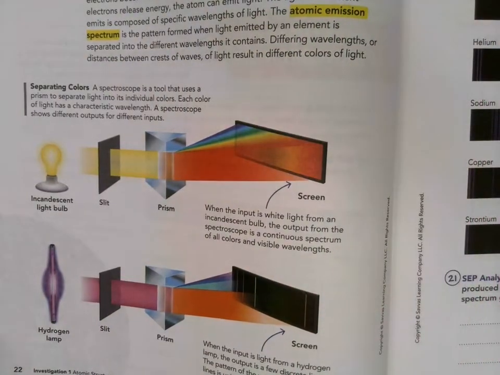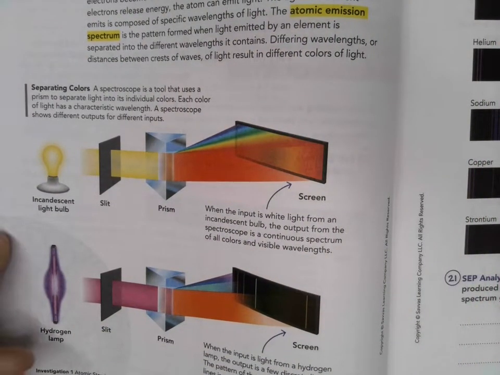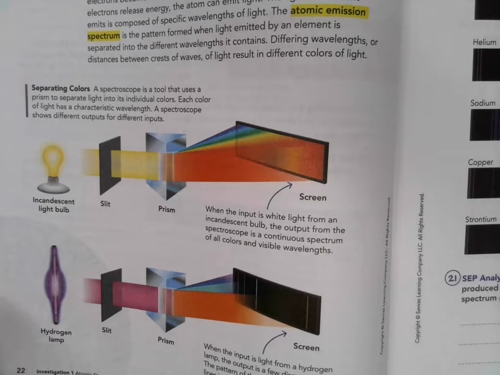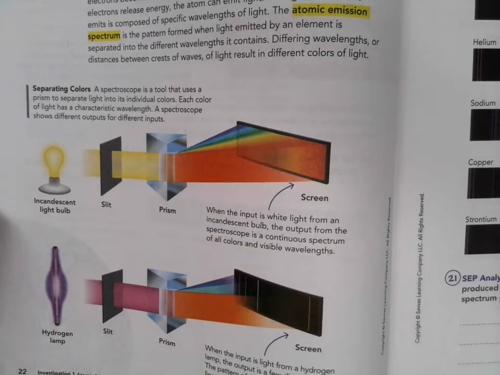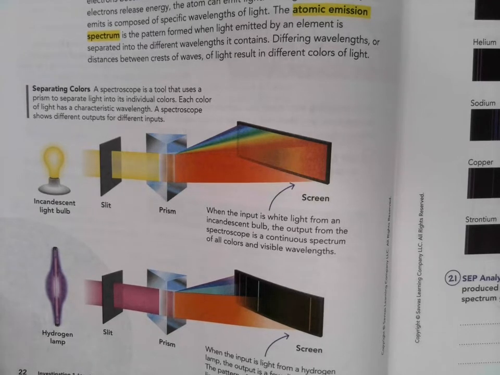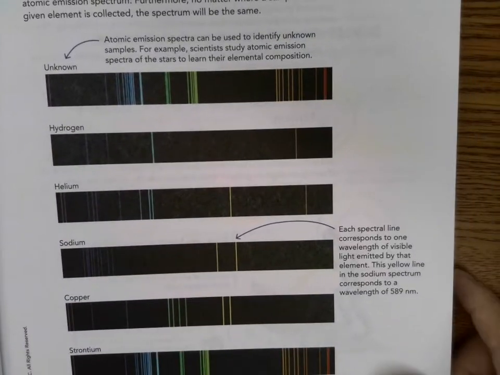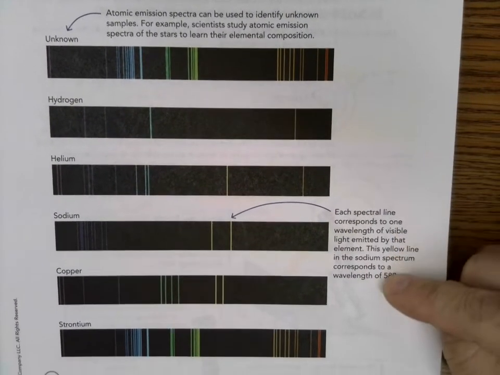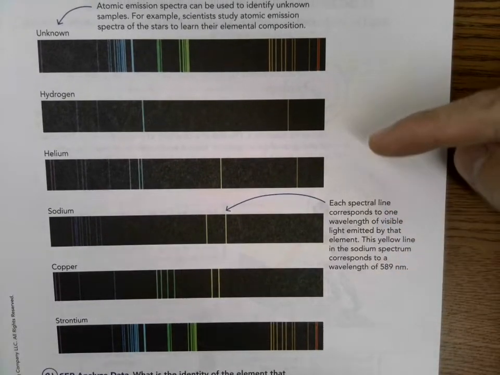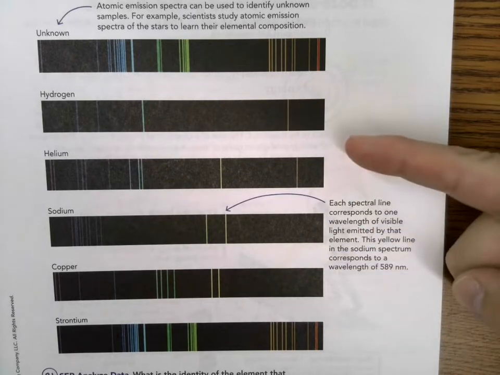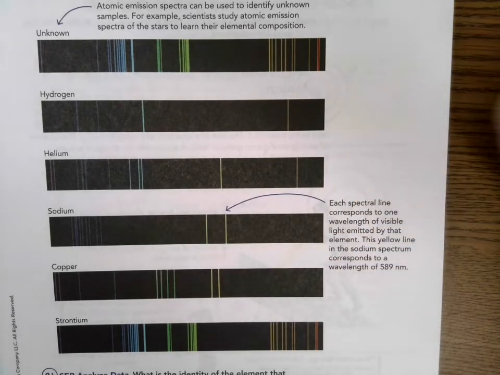Now, the difference between the sun and atoms is that the sun releases a full spectrum, just like this incandescent bulb, while atoms only release very specific wavelengths of light. And we'll talk more about it as we go. There's an introduction. Now, we have here hydrogen, helium, sodium, copper, and strontium, and an unknown. And each of these atoms, if you give them energy, will release wavelengths of light that are very specific.